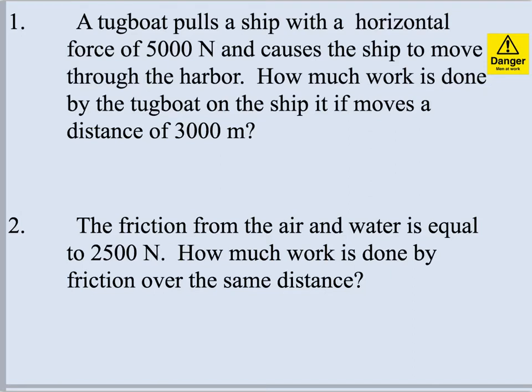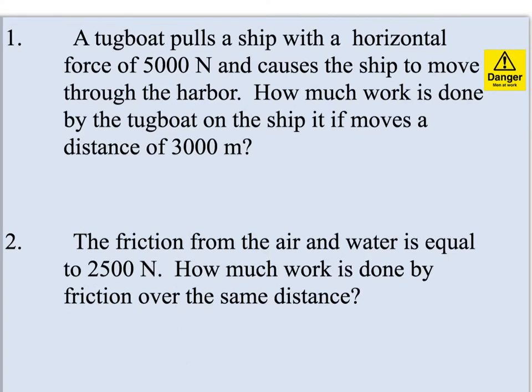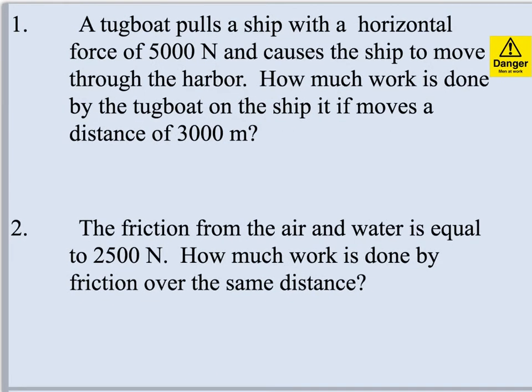All right, so we have a tugboat pulling a ship with a horizontal force of 5,000 newtons. It's causing the ship to move through the harbor. How much work is done? So they want us to find the work done by the tugboat on the ship if it moves a distance of 3,000 meters.